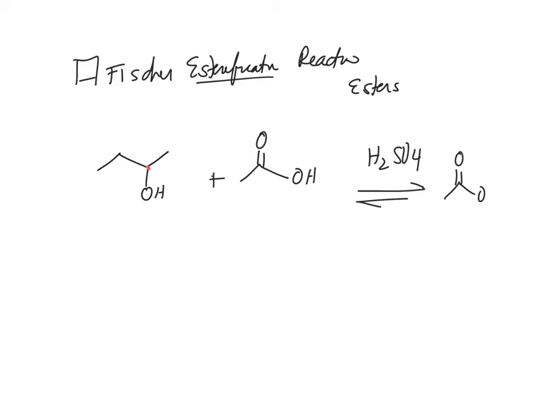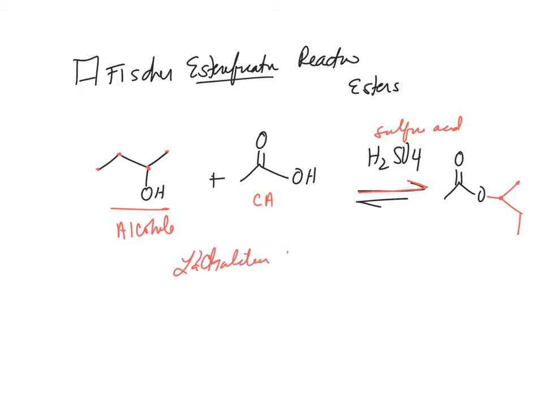And so I will make the ester portion in red. So this alcohol becomes the ester portion. And this is your carboxylic acid, this is your alcohol, and this is your sulfuric acid. Now, in order to drive this reaction forward, because you never want a reaction that's equal, you have to do Le Chatelier's principle.